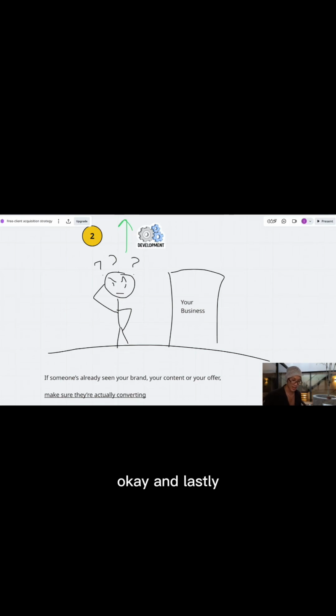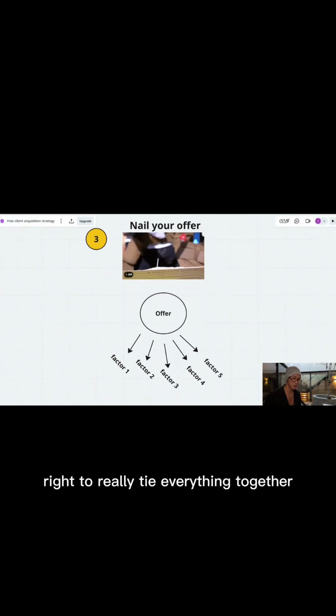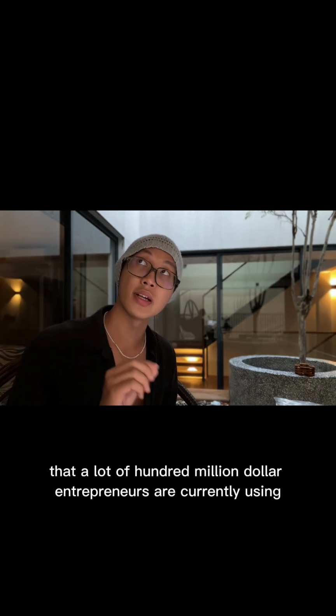And lastly, the highest level you can pull, right, is basically to nail your offer, to really tie everything together. Because if your offer isn't a no-brainer, even free leads won't stick. And so these are the 3 steps that a lot of $100 million entrepreneurs are currently using to acquire clients at scale for free.